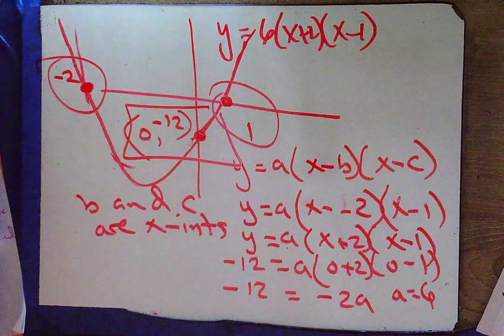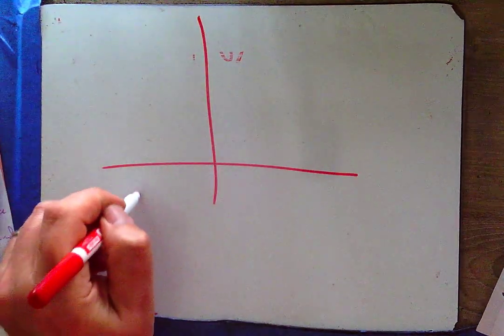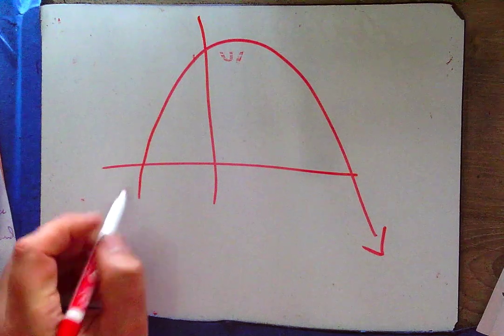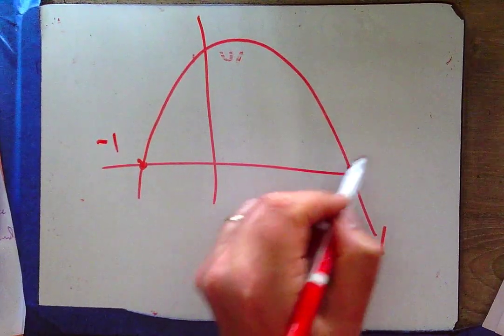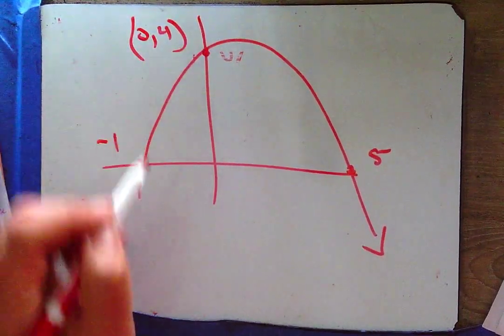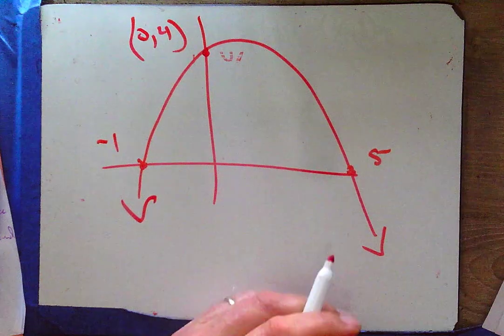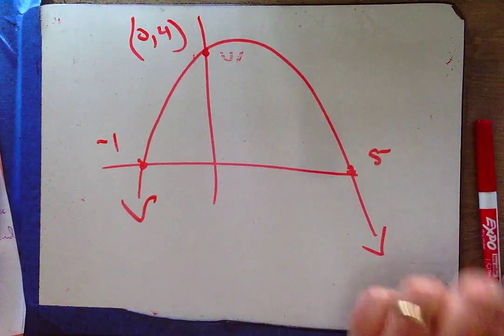All right, how about your turn? Will you please write the equation for this one? So this one has -1, 5, 0, 4. Okay. Pause the video, write the equation for that parabola, please. Come back when you're done.